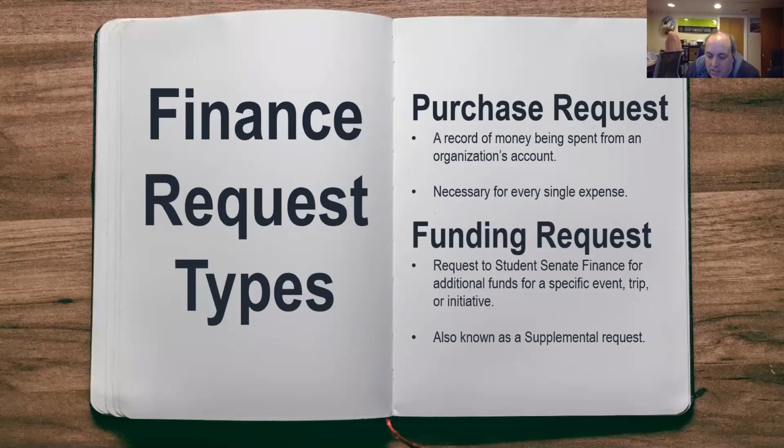All right, so there's two different types of requests that you can make through OspreyHub. A purchase request is basically when you are requesting to use the money that is in your club account. A funding request is when you're asking Student Senate for additional funds to cover, maybe it's a major program that you're doing. In normal years, if you're going to a conference or planning an event, and maybe you need some extra funding for transportation or the hotel costs, that's usually what the funding request would be for.